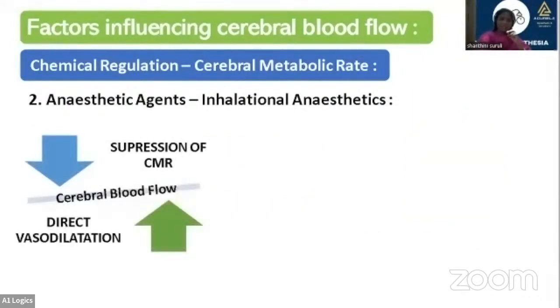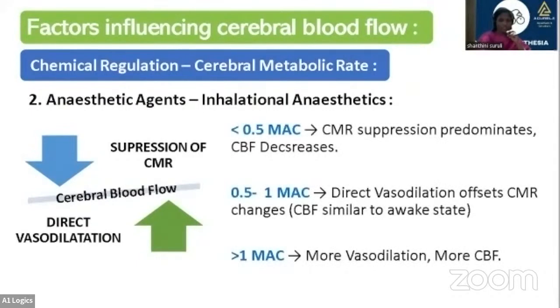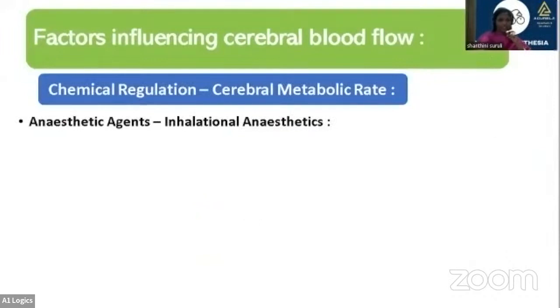Inhalation agents cause suppression of CMR in a dose-dependent way, thereby decreasing the cerebral blood flow. On the other hand, they also cause direct vasodilatation, thereby increasing the cerebral blood flow. So, at less than 0.5 MAC, the cerebral metabolic rate suppression predominates and hence cerebral blood flow decreases. Between 0.5 to 1 MAC, the direct vasodilatation effect offsets the cerebral metabolic rate changes, so the cerebral blood flow is almost similar to the awake state. At more than 1 MAC, the vasodilator effect predominates and hence the cerebral blood flow increases.